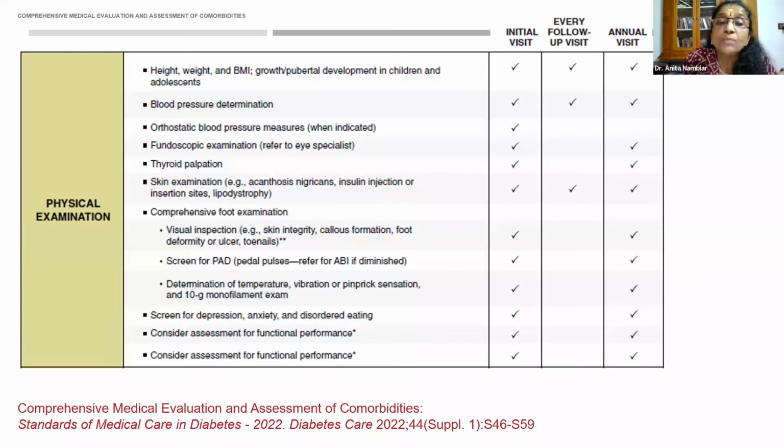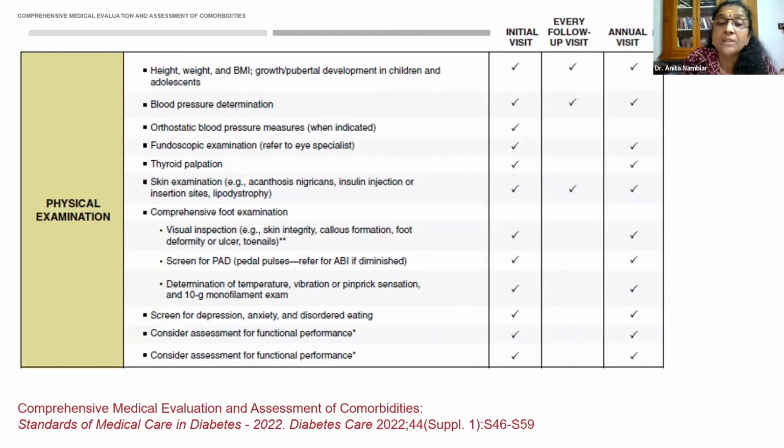Then we have to do a comprehensive foot examination, which is very, very important and should not be neglected at any cost. This should be done at all visits. We do a visual inspection to see how the skin is, whether it is dry or moist, the integrity of the skin, and whether there is any callus formation, foot deformity, ulcers, or nail problems. We palpate the peripheral pulsations, especially the dorsalis pedis and posterior tibial.